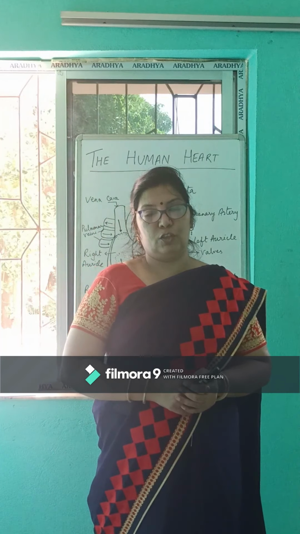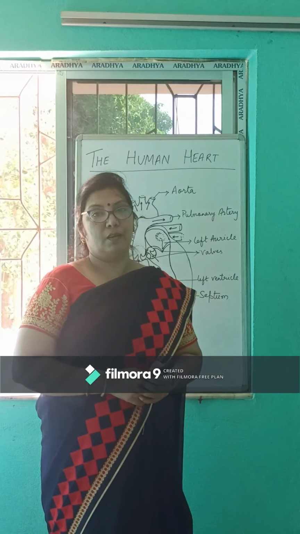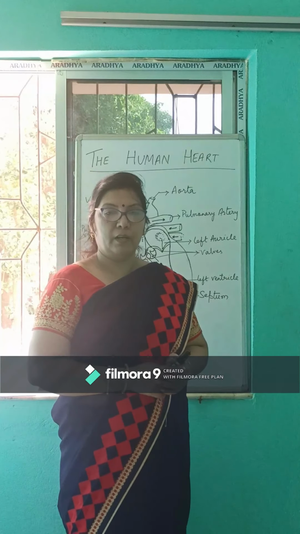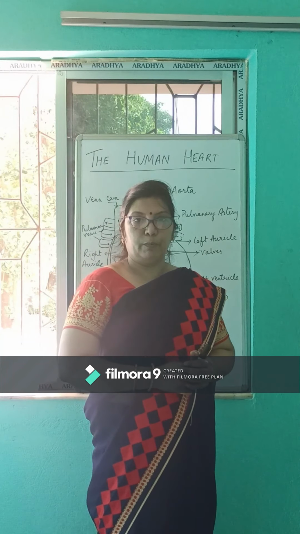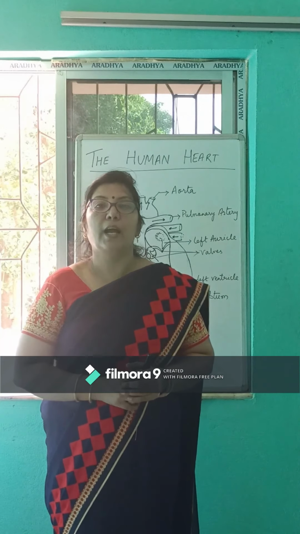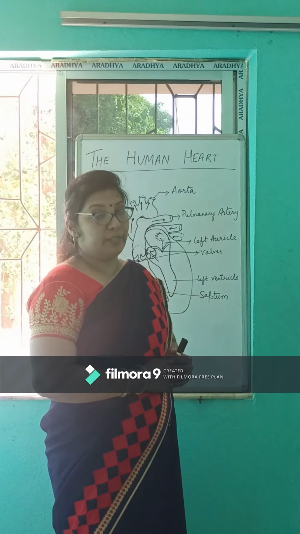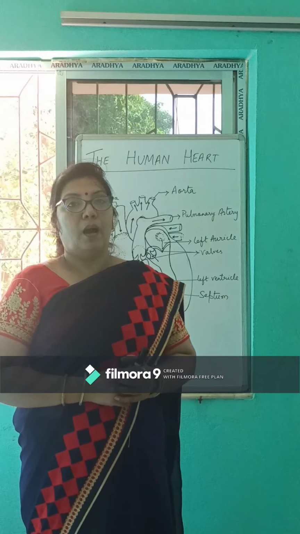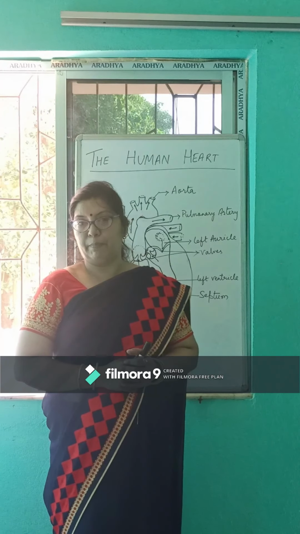Let's summarize our topic. The circulatory system is the system of tubes, or transporting system. It has three parts: blood, blood vessels and heart. Blood has two parts: liquid part and solid part. The liquid part is plasma, and the solid part is the blood cells, which have three types: RBC, WBC and platelets. Blood vessels are again divided into three parts: arteries, veins and capillaries.